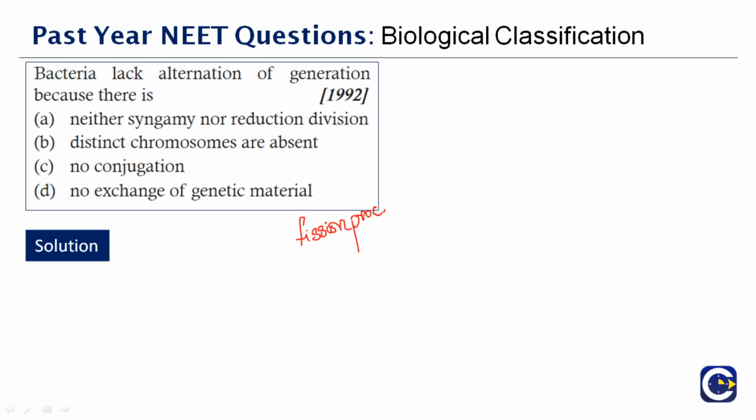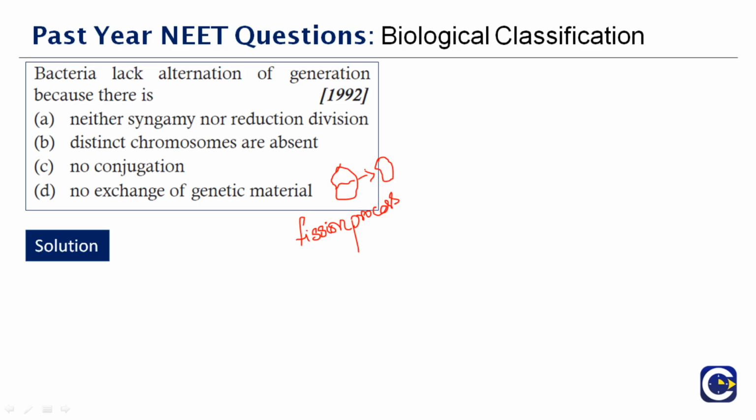What do you mean by fission? It can be binary fission, where the mother cell divides into two halves. One will be the daughter cell and one will remain as the mother cell. So in bacteria, asexual reproduction is through binary fission, and it is the most common method of multiplication in bacteria. Sexual reproduction, which comprises syngamy and meiosis, is entirely absent.